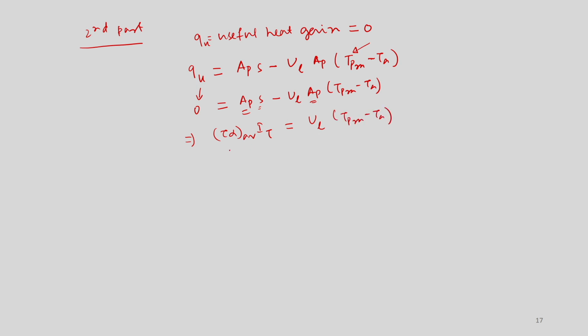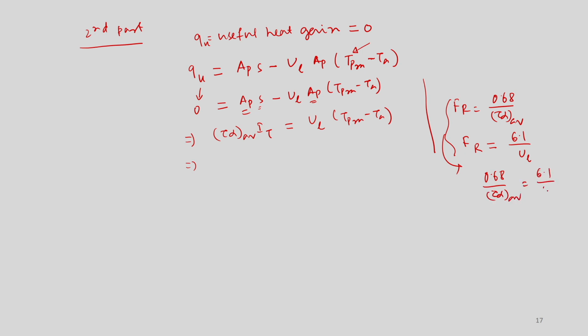So, we can calculate these values now. We already know FR, which is 0.68 by tau alpha average. Of course, we can use what we have calculated, but independently also we can solve this: 6.1 by UL, right. Since both expressions are the same, 0.68 by tau alpha average is equal to 6.1 by UL. So, from here tau alpha average by UL is nothing but 0.68 by 6.1, which is equal to 0.111, right.